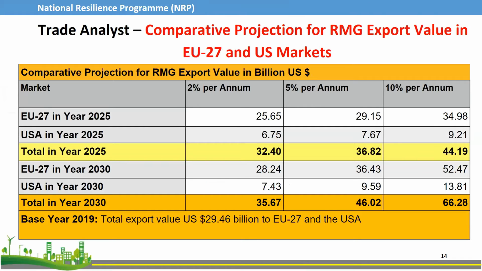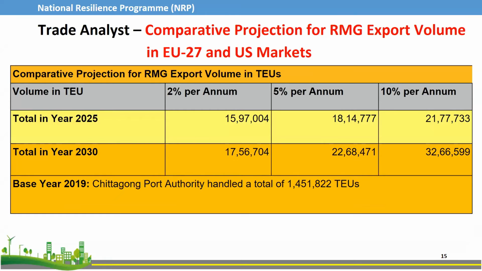Our trade analyst used the 2019 data as the base data for the 27 EU countries and the USA, and with 2%, 5%, and 10% growth per year, he calculated the projection of RMG export values in these markets. As these are monetary values, for our supply chain analysis we needed to convert them to TEU, twenty-foot equivalent unit containers, because that is the load we are going to put on our transportation network to check its vulnerability.